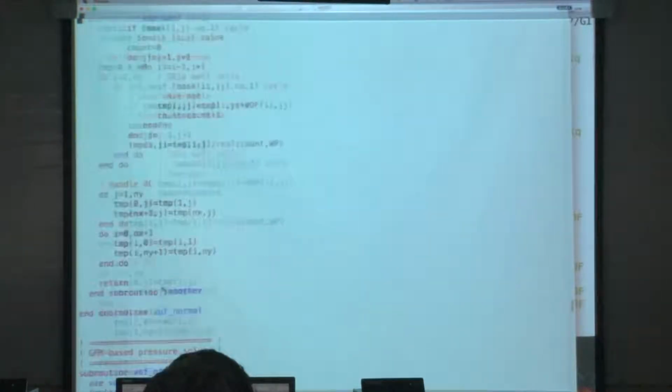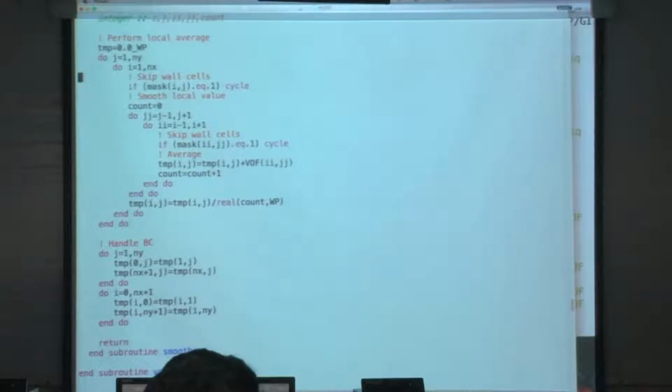What is that smoother? It's this thing right here. I just loop over my cells, and I replace the value that I have locally by the sum of my local values. So I just take my local Vof value, average it out over my neighboring cells, and I use that as my new value. So that's my smoothing operation.